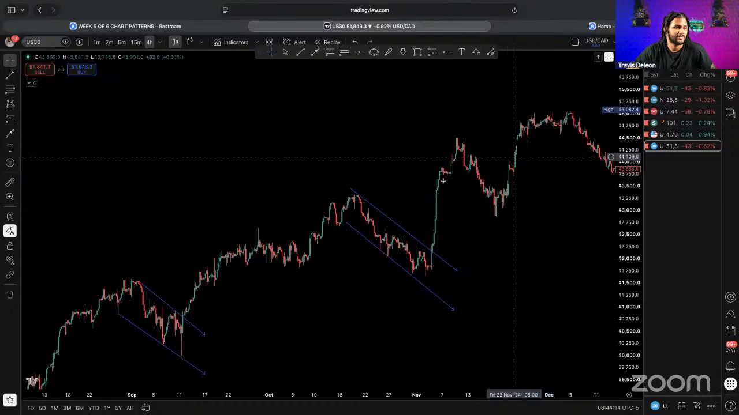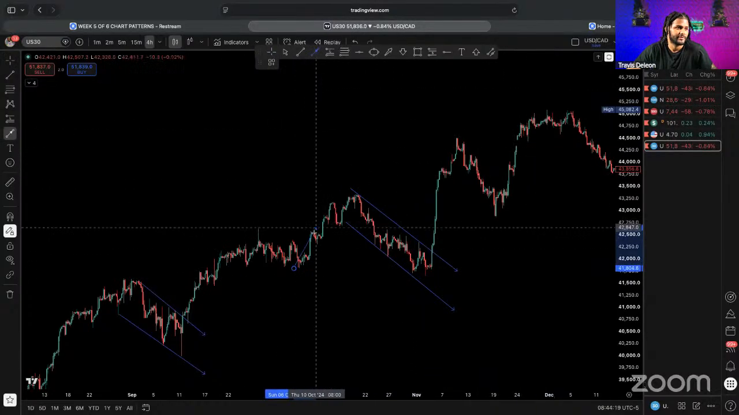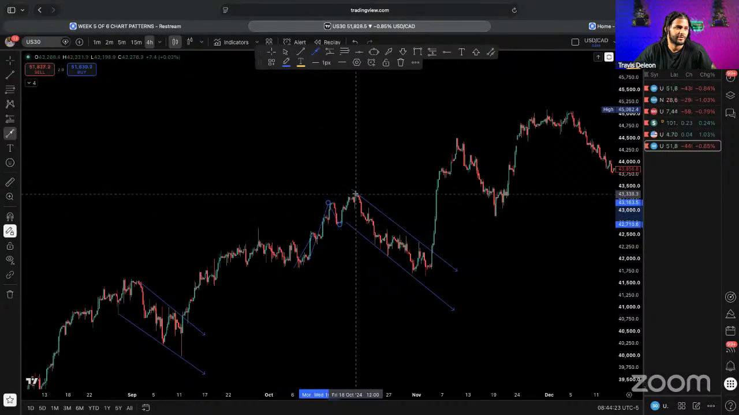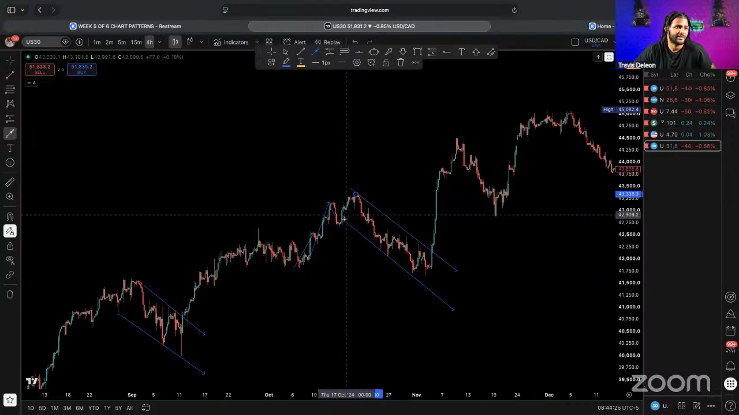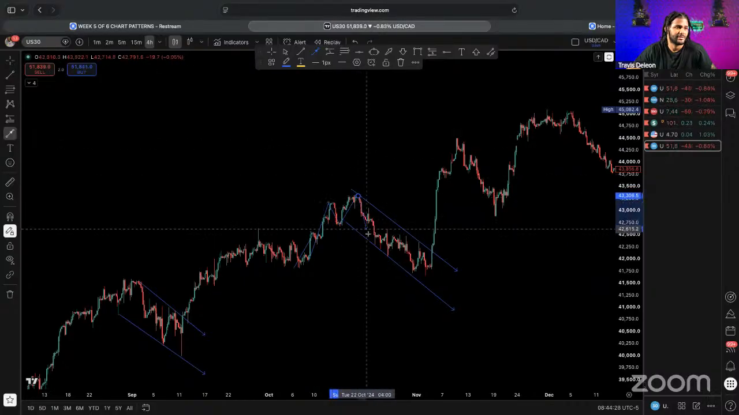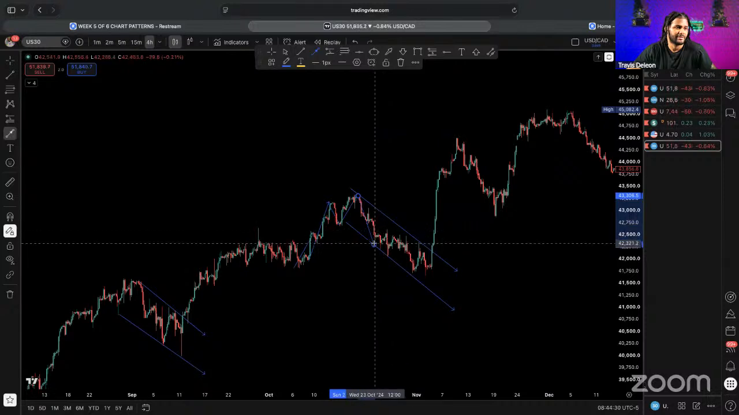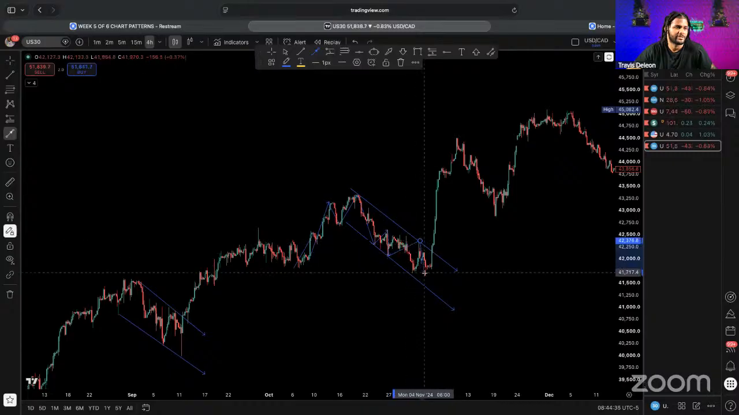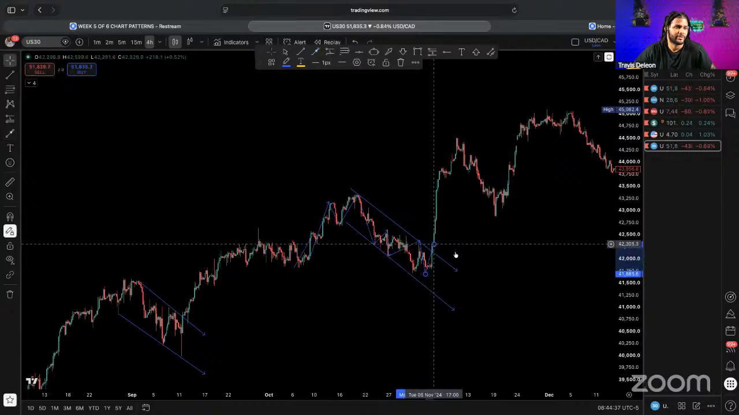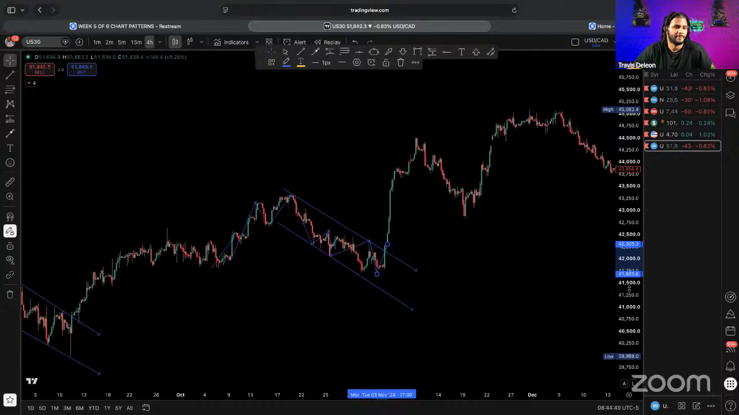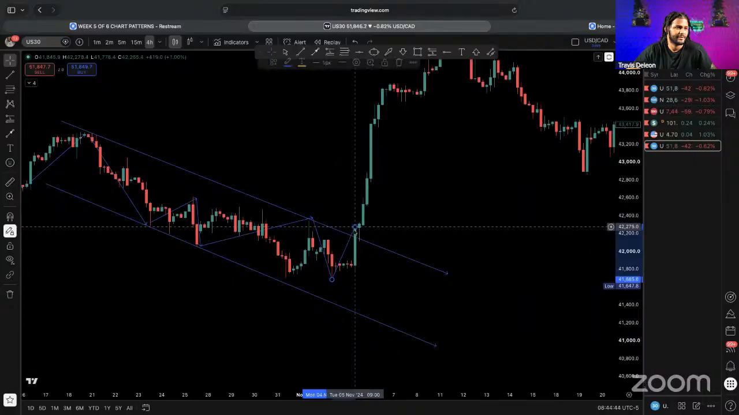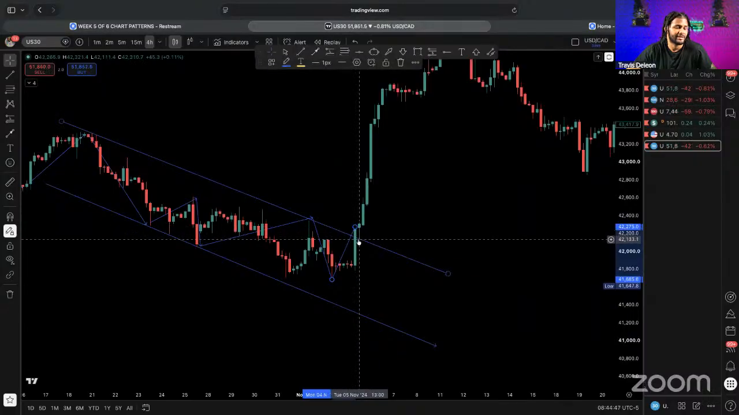So price is trading again right here. Price is going higher, going higher, going higher, coming lower, going higher. Then we get into this downward channel. We were respecting it until we got the breakout. And why did it breakout right here? And the next four-hour candle came back and retested that level perfectly.